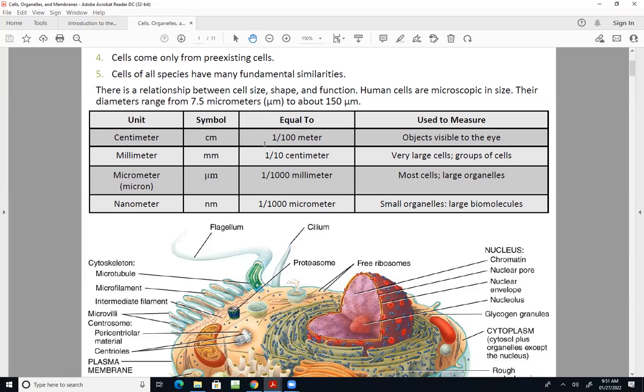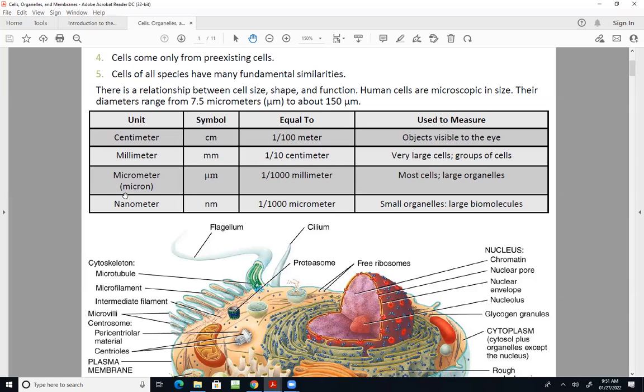There's also 2.54 centimeters in an inch, so about 2.5 centimeters make 1 inch. Obviously, these are things visible to the eye, and you can see them very nicely on most rulers. Smaller than those are millimeters, abbreviated mm. There are 10 of those in 1 centimeter. And this is where your largest cells size-wise are in your groups of cells.